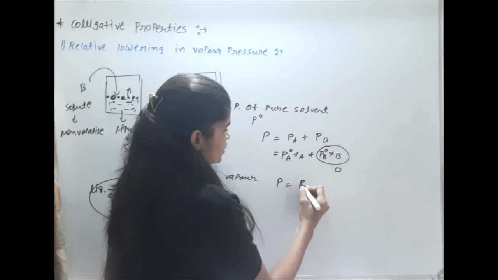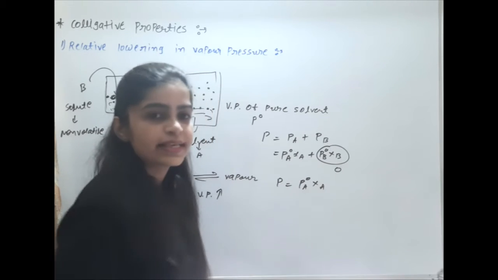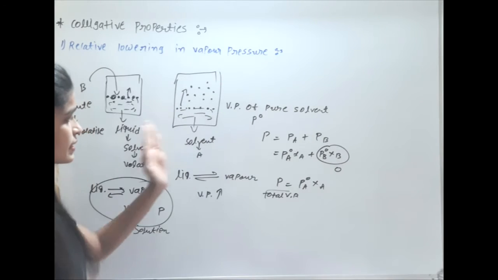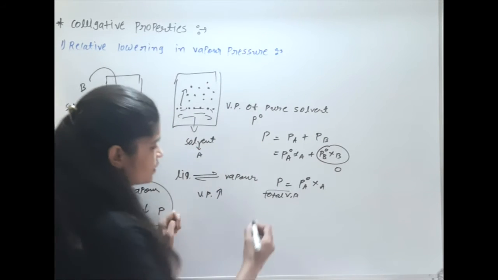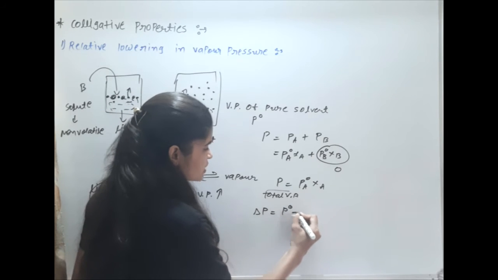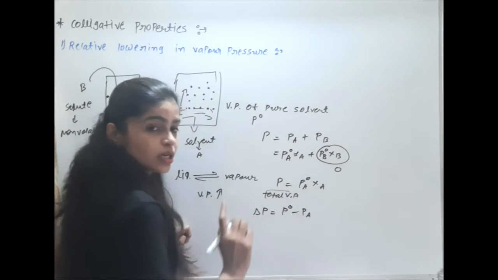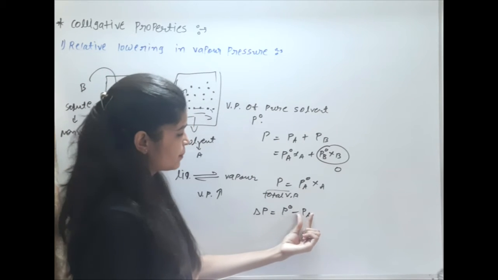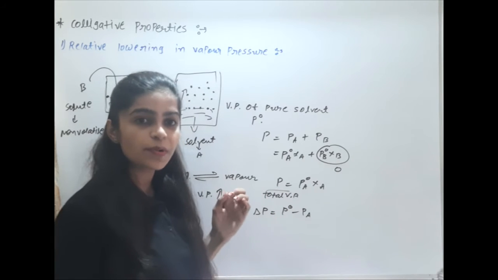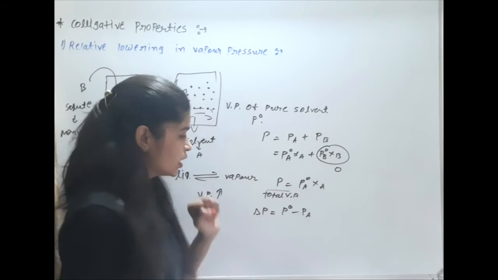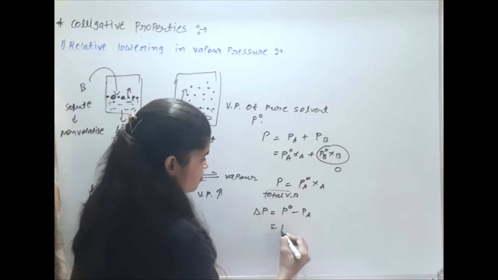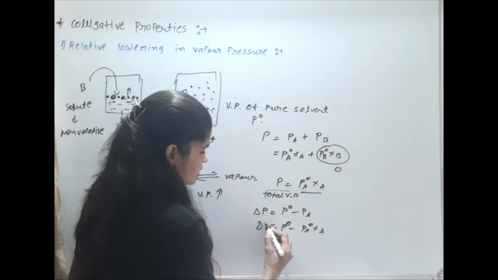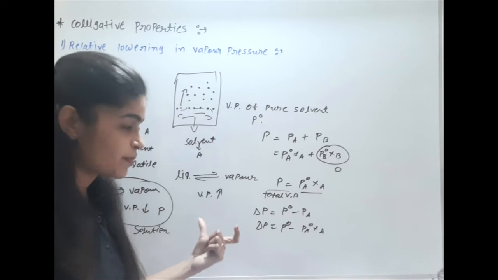So P is equal to PA0 XA, where P is the total vapor pressure. So the vapor pressure of the solution is less than that of the pure solvent. So delta P is equal to P0 minus P. Because P0 is the vapor pressure of the pure solvent and P is the total vapor pressure, the total vapor pressure is decreased compared to the pure solvent. Putting this value in this equation, P0 minus PA0 XA, this is the delta P, the relative lowering in vapor pressure.